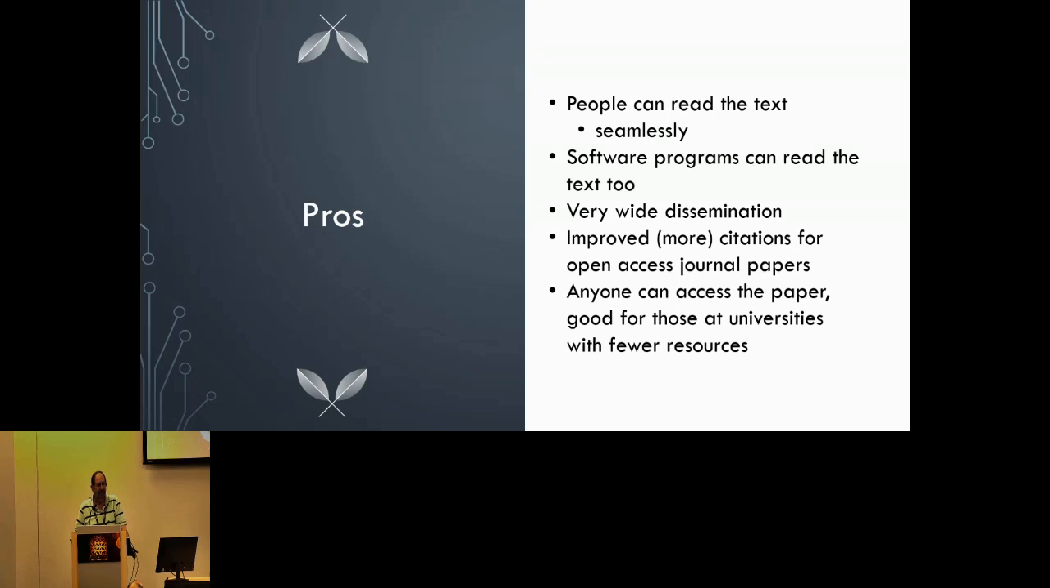It's very wide dissemination. You don't need to only go to the library. If you want to, you can, but very few people do that anymore. They basically go online and they find everything. There's improved citation for open access journals. There's been a study, which I couldn't replicate finding, but it's out there somewhere, that showed that citations of open access papers are higher than for non-open access.